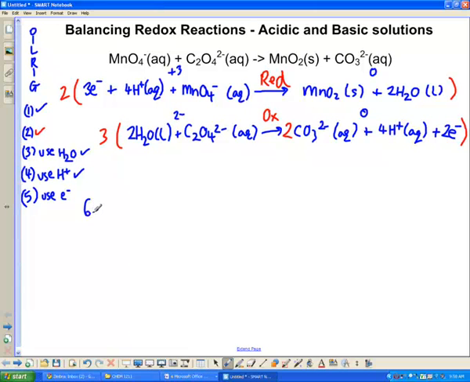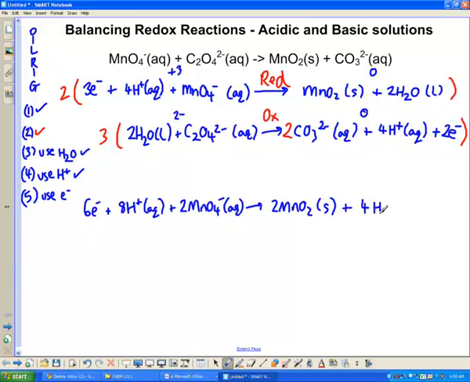So when we do the first half reaction, 6 electrons and 8 H plus, I'm going to write kind of small here so I can make sure I fit everything on one line, plus 2 MnO4 minus, and that goes to 2 MnO2 solid and 4 H2O. All right, so that's our reduction half reaction done.